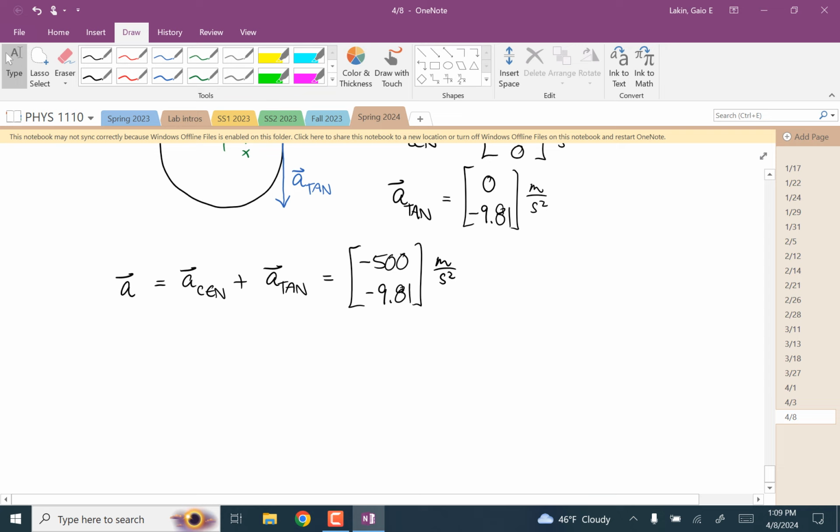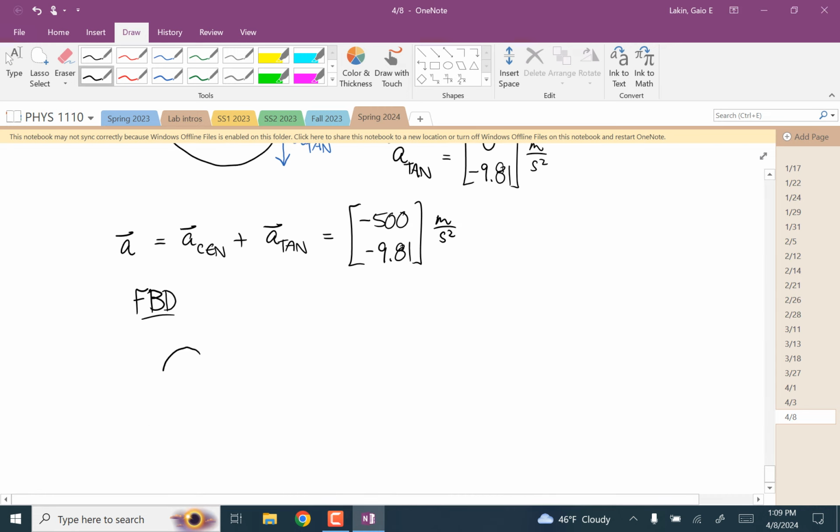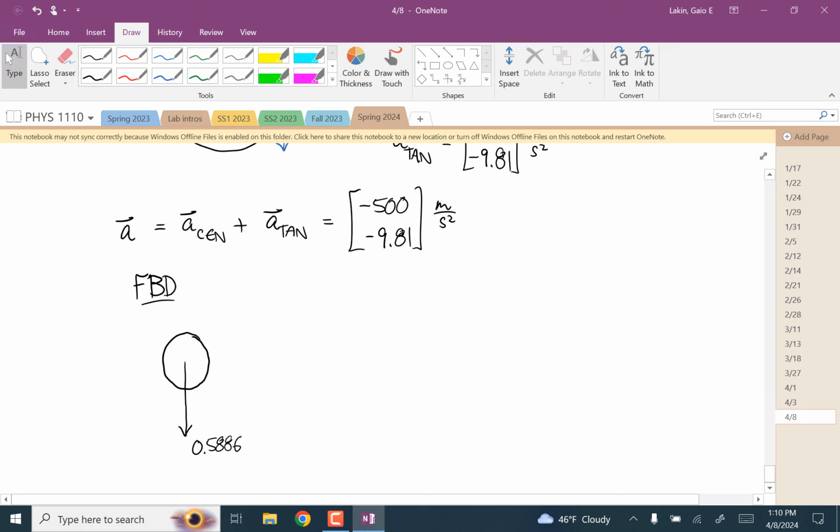And now we'll draw a free body diagram. Take a couple minutes and see if you can draw this free body diagram. Okay, so on the free body diagram, there's the ball. The weight force is down. That's 0.06 times 9.81, so that is 0.5886. And now the cable force. Remember, the cable pulling force is always parallel to the cable away from the body, so it's going to be this way.